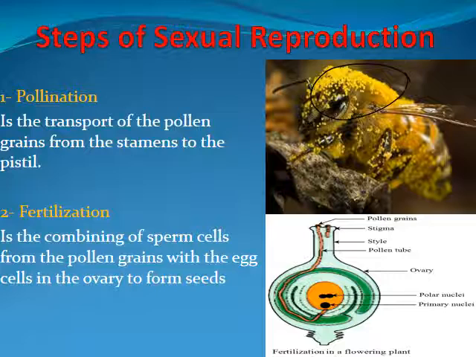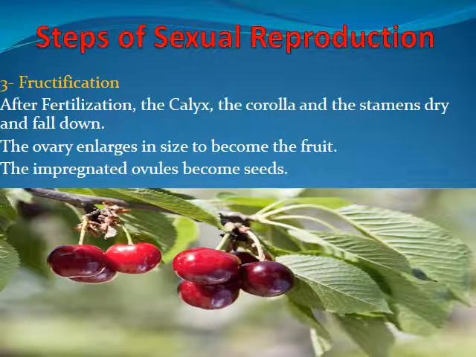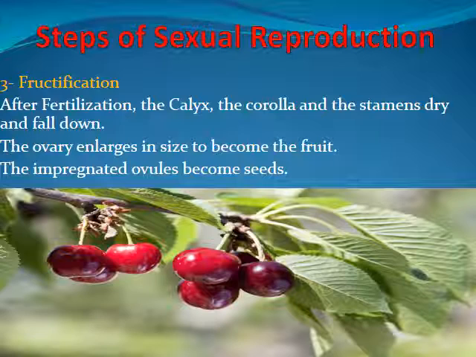The last step is called fructification. Fructification process. Heba, can you define fructification? Fructification step? After fertilization, the calyx, the corolla, and the stamens dry and fall down. Yes, they dry and fall down.